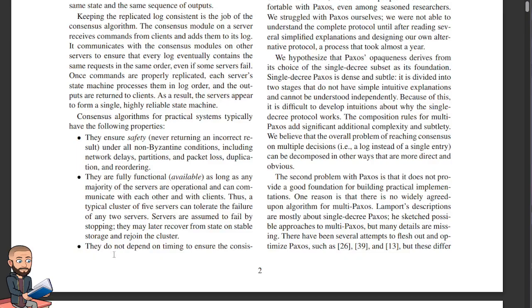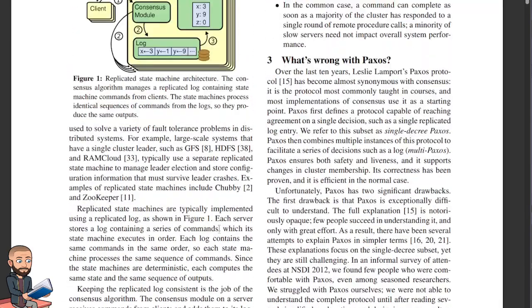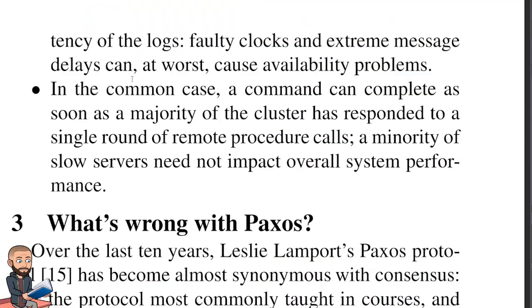Another property is they do not depend on timing to ensure consistency of the logs. So faulty clocks and extreme message delays can, at worst, cause availability problems.